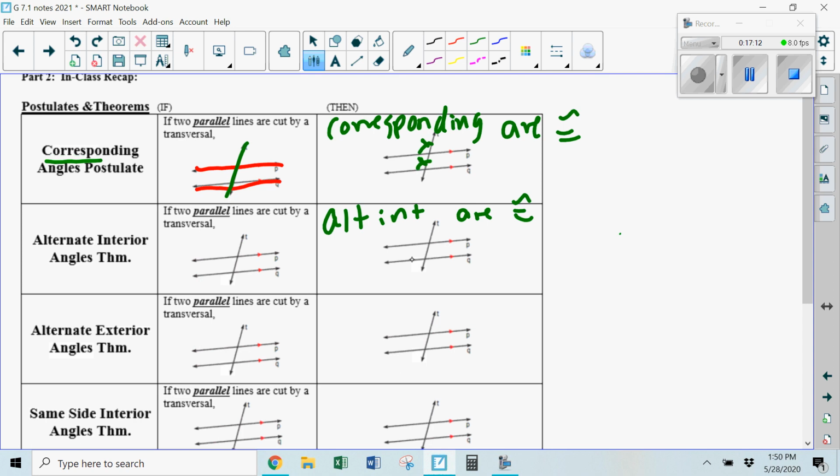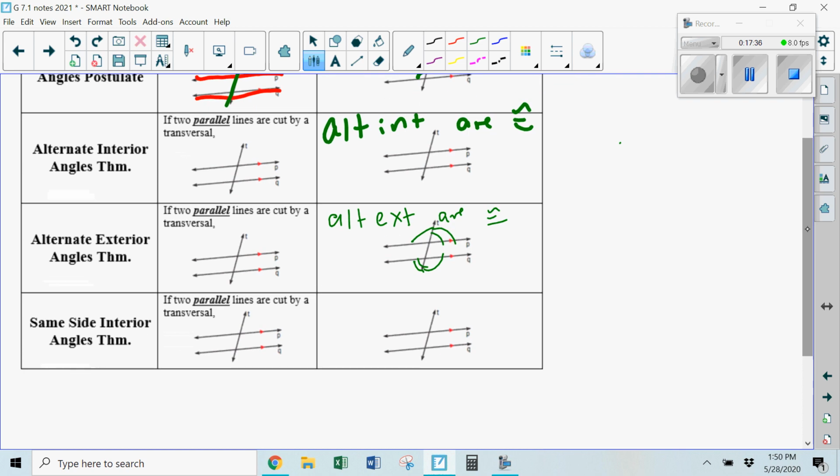Alternate exterior, so again, these parallel lines cut by a transversal, alternate exterior angles are congruent. So this exterior matches this exterior, and this exterior, which I'll do a double arc since I've already used a single arc, will match this one here.